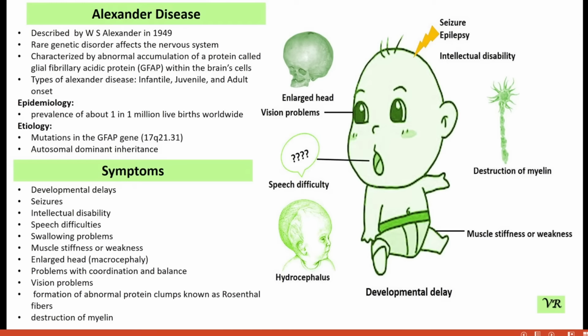The prevalence of Alexander disease is not precisely known, but it's estimated to be around 1 in 1 million. The GFAP gene is located on chromosome 17q21, consists of 9 exons and is 10 kb long. The disease is typically inherited in an autosomal dominant manner.